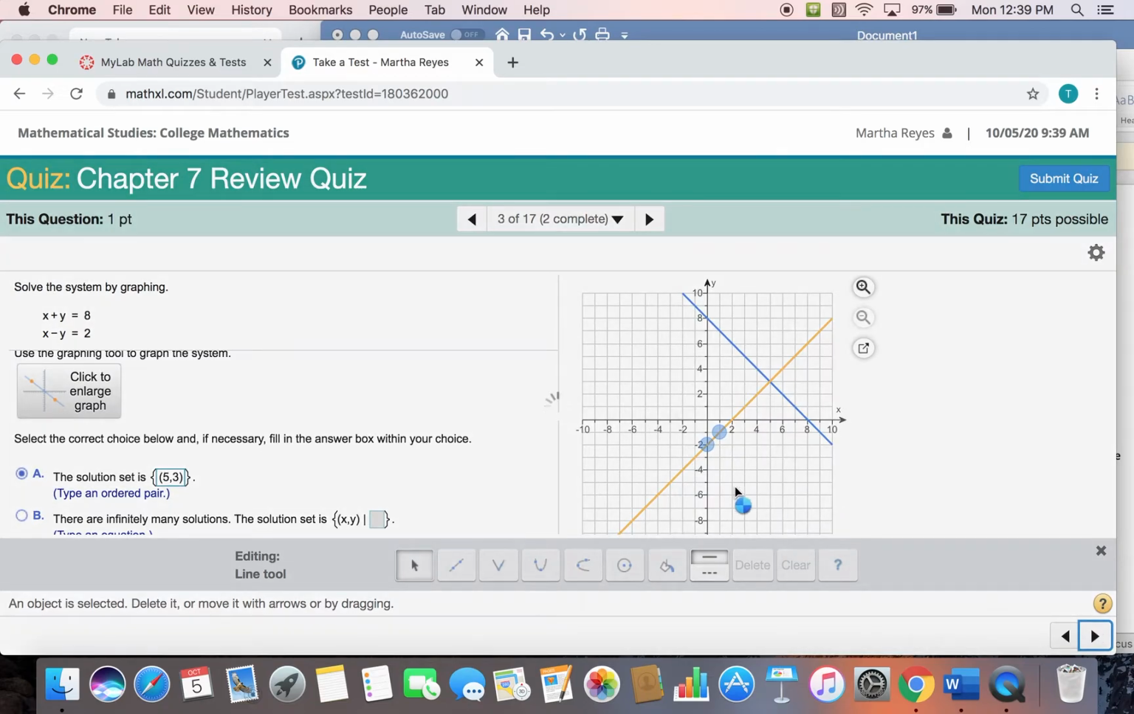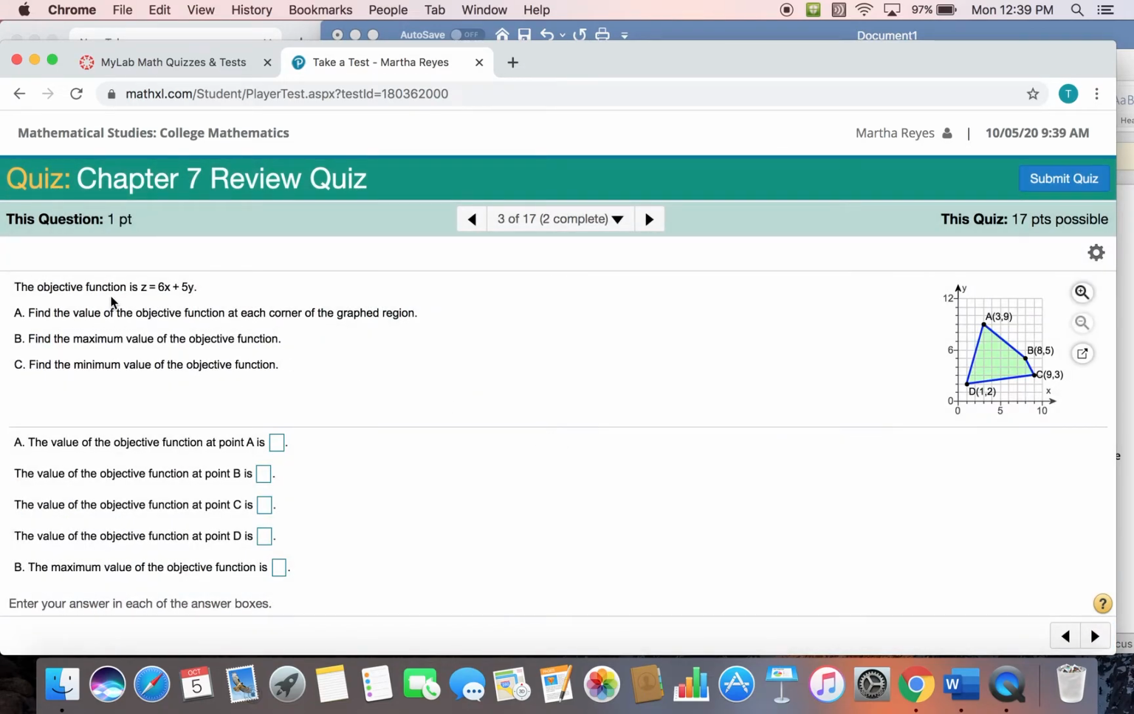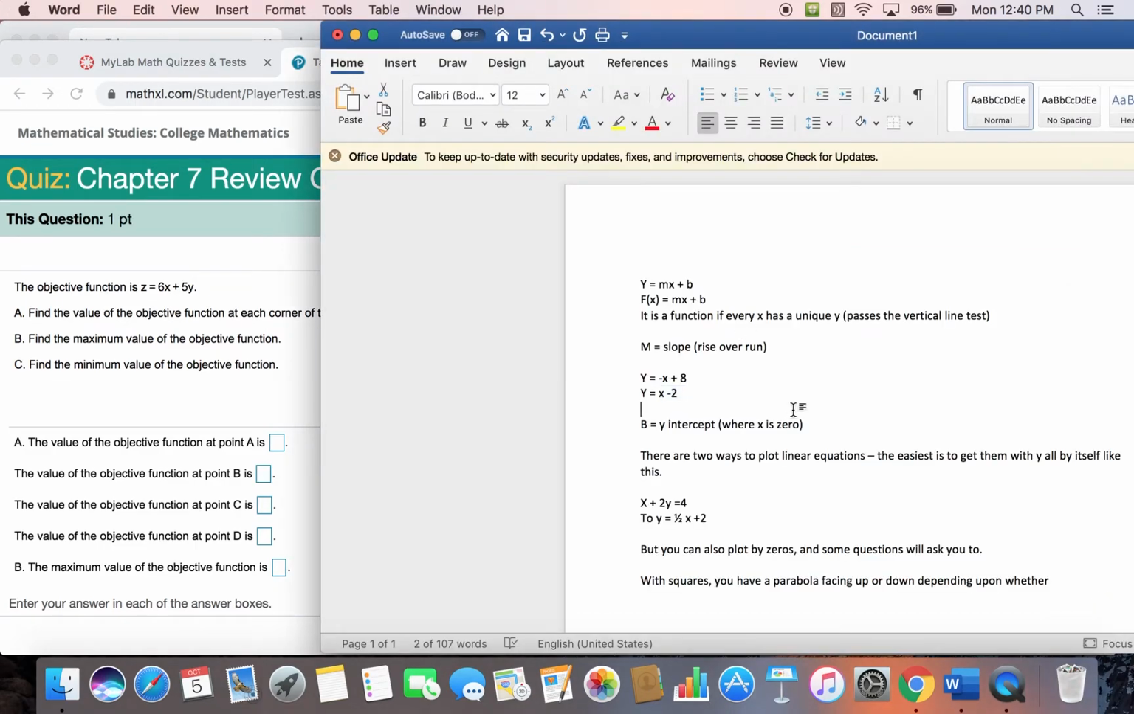All right, so let's go ahead to the next one here. The objective function z equals 6x plus 5y. Find the value of the objective function at each corner of the graphed region. So what we have to do is take the points and plug them in. So point A, I'm not going to do all of these, but I'm going to do some of them. Point A, we look at it, x is 3 and y is 9. So what I need to do is plug 3 in for x and 9 in for y. So let's just do that here.